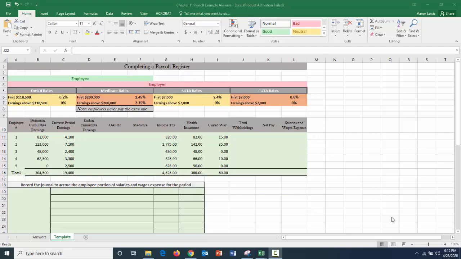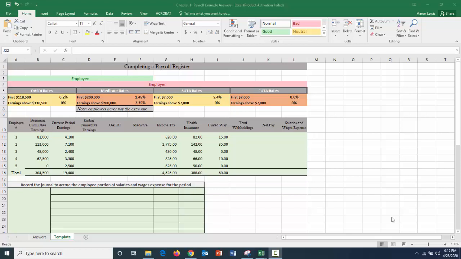Here is the catch. For OASD and Medicare, they are paid by both the employee and the employer. So they call those the matching taxes, because whatever amount we as employees get taken out of our paycheck, our employers have to pay that same amount. Whereas SUTA and FUTA, the unemployment taxes, are paid only by the employer. So us, the employees, never have to worry about those. Our employers have to pay for it.